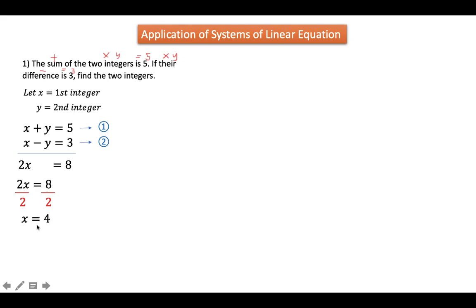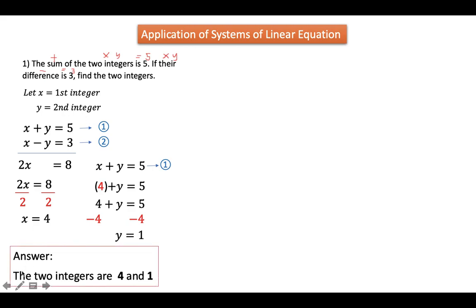Now after finding x, we will find y. We can use any of these two equations. I decided to use equation 1, which is x plus y is equal to 5. Then replace x by 4. Then it becomes 4 plus y equals 5. To isolate y, subtract 4 from both sides, and y is left. 5 minus 4 is 1. Therefore, the two integers are 4 and 1.